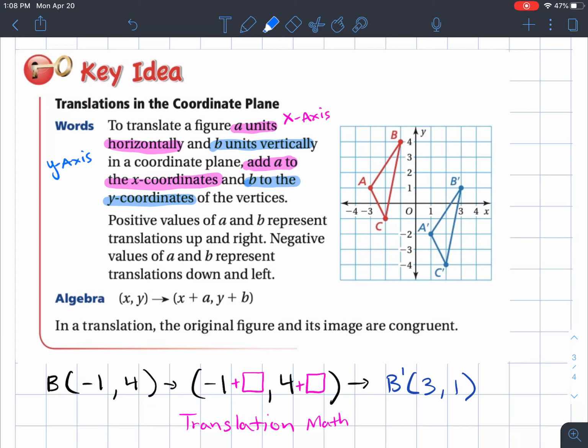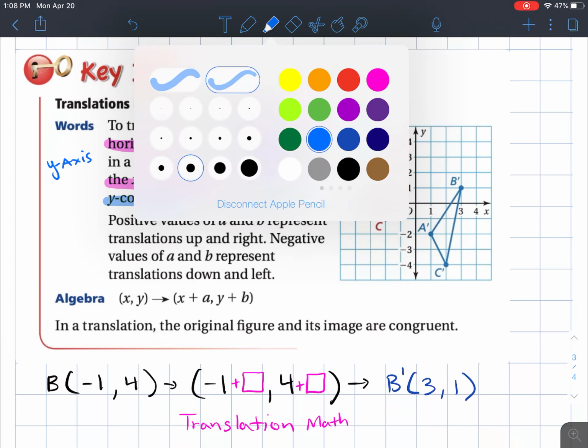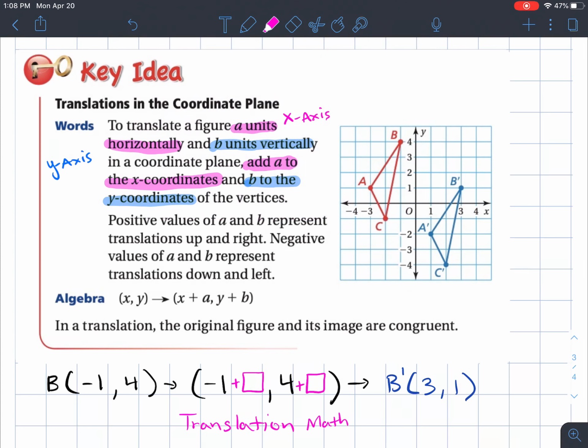So here's the algebra of performing translations. You take your original coordinate or ordered pair, and you're going to add a certain amount to it to get its new location along the x-axis, and you're going to add this amount to it to get its new location along the y-axis. So let's see if we can make sense of that looking at our red and blue triangles.